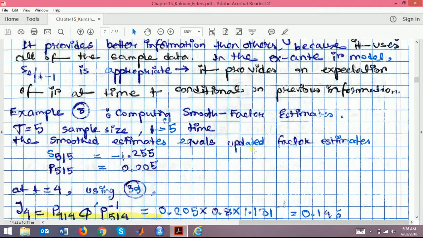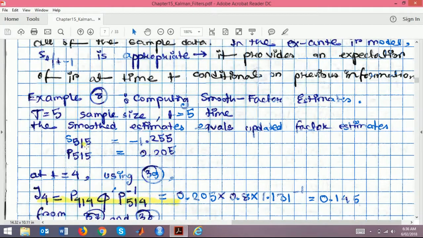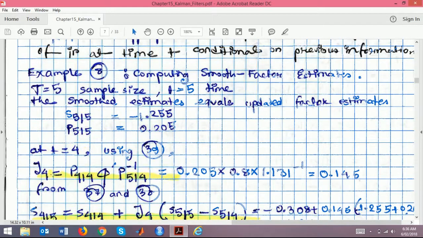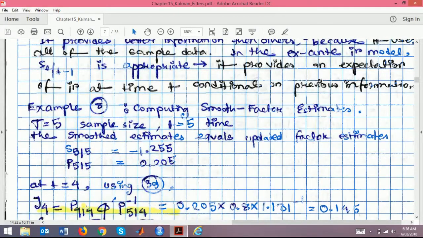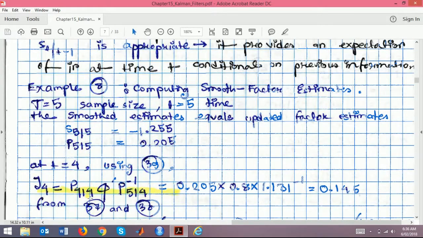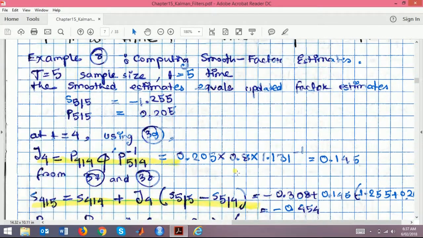So let's compute smooth factor estimates. If t equals 5, the smooth factor S55 is S11 or P55. So let's go one step backward. J4 is equal to P55 S55 P55, then J4 is, at t equals 4, P44 phi transpose divided by P2 one step ahead, P54. So we already have these and we use them.